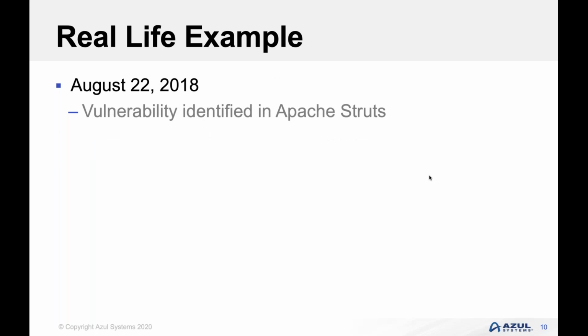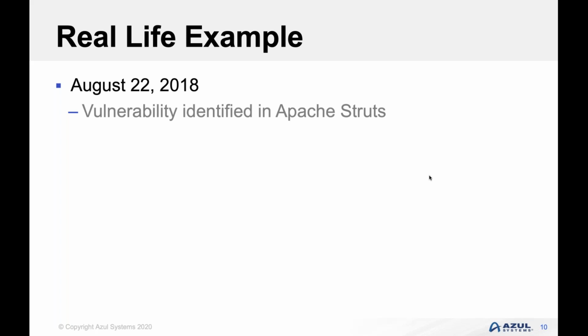Now, let's look at an interesting real-life example of how this could be significant. What I found was this very interesting one: on August 22nd, 2018, a vulnerability was identified in Apache Struts. I'm sure many people on the webinar already know about Apache Struts. It's used for web-based front ends so that you can deliver a user interface to an application. Very popular open source software used in lots of applications.